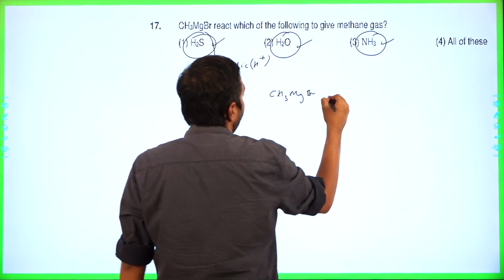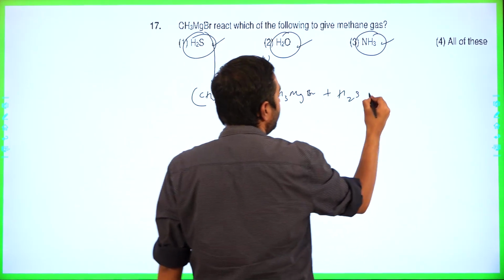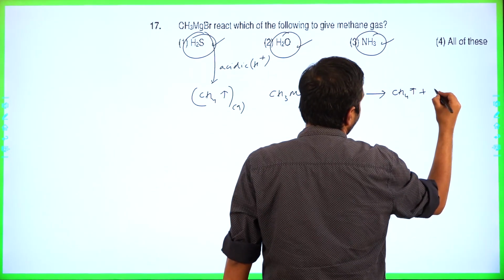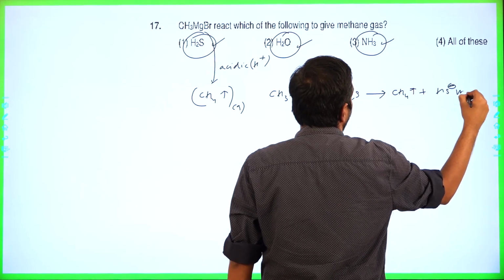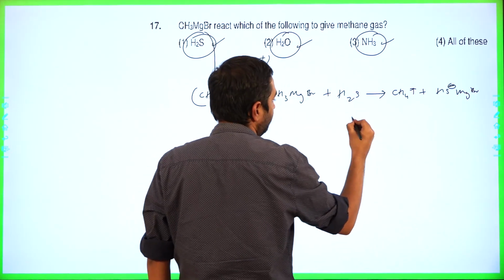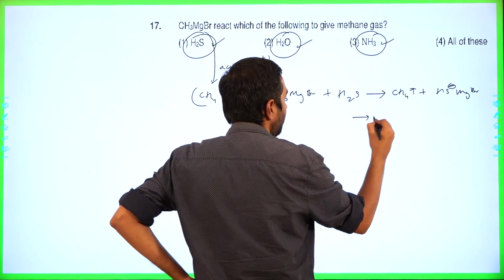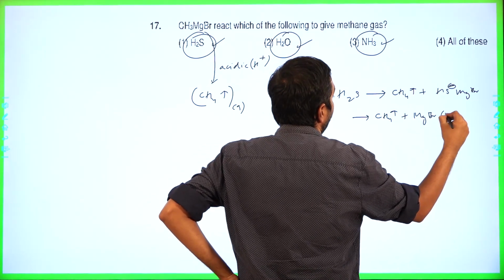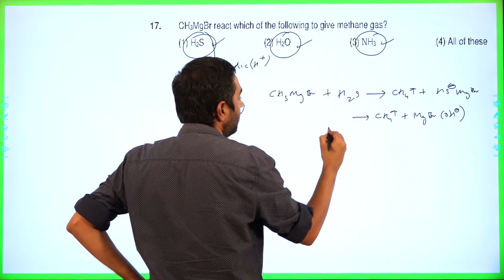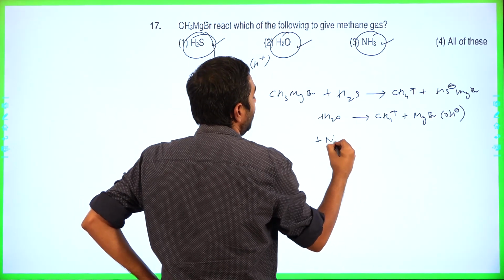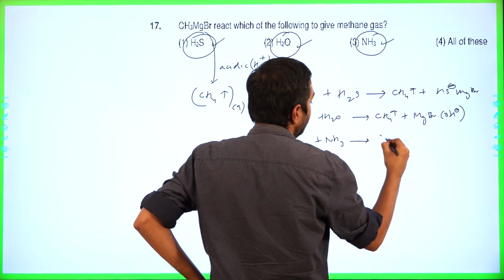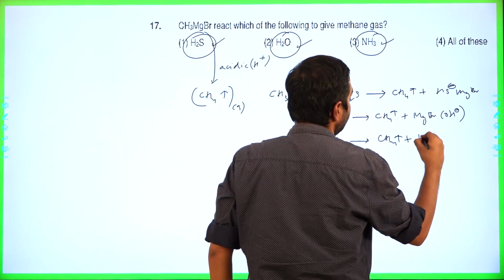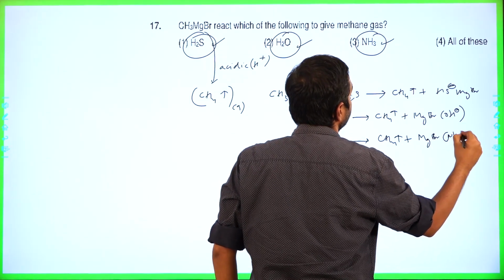So if I have this fellow reacting with H2S, what is formed in that particular case? I will have methane gas plus HS minus MgBr. This is going to be generated. Next, if I am going to be having water, what will I be having? I will be having MgBr OH minus. If I am having ammonia, I will have methane gas, of course, being released, but in this case NH2 minus being generated. So it will be MgBr NH2 minus.